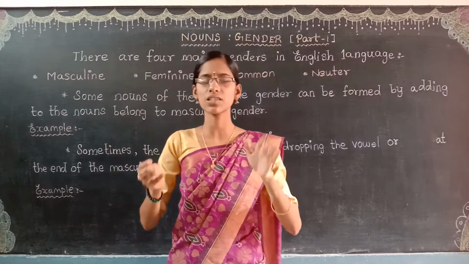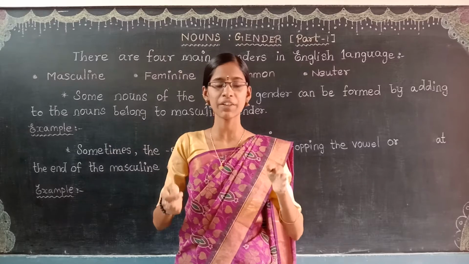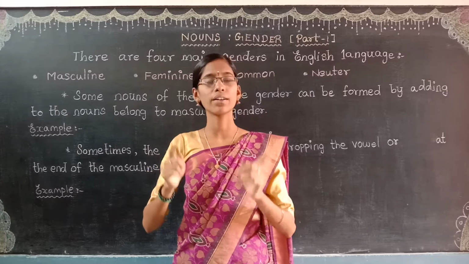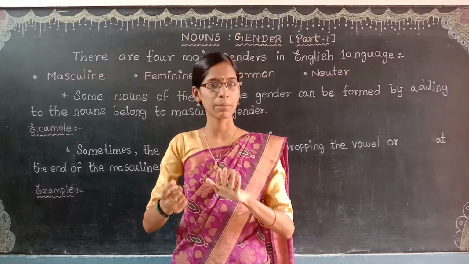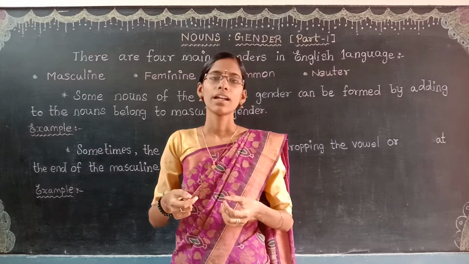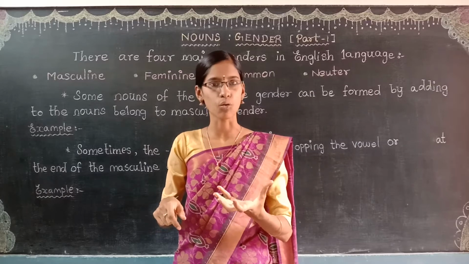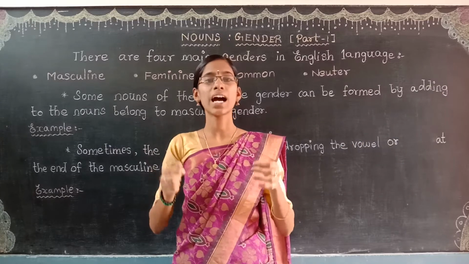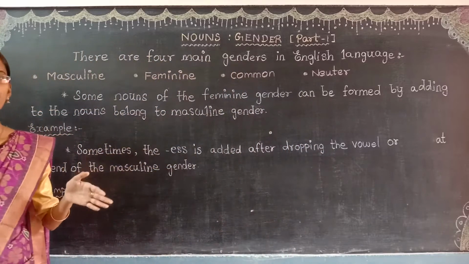Whereas the neuter gender is neither male nor female. So, the difference between either-or and neither-nor: either male or female means it can be male or it can be female. Neither male nor female means it is neither of these two. For example, if you take a stone, can you say it is a male stone or a female stone? No. It is commonly known as stone and that is known as neuter gender. Generally speaking, neuter gender comes only with non-living objects. Okay? So, these are the 4 main genders.